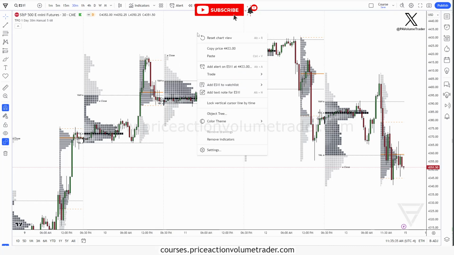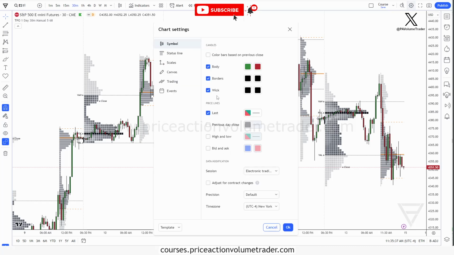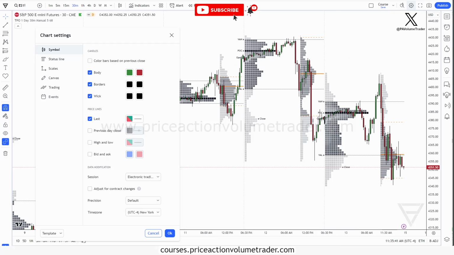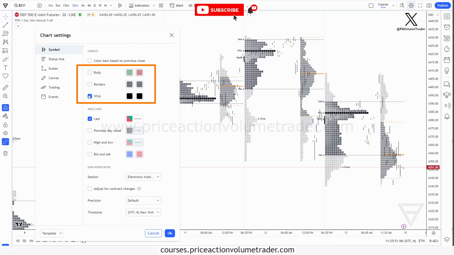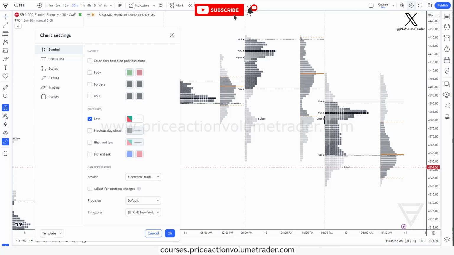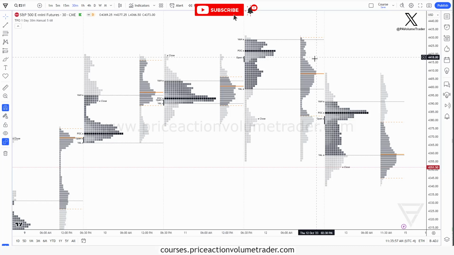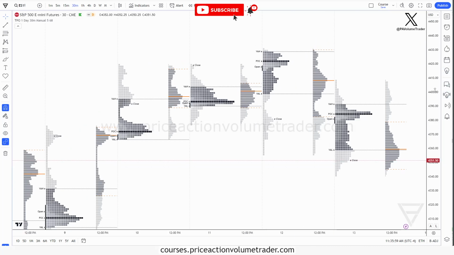You would just right click, go to settings, then under the symbol settings, you're going to see that right here we have all the graphic settings for the candlesticks. So if I just take this off, body, borders, wicks, candlesticks are going to disappear, and now I have a nice clean market profile chart.